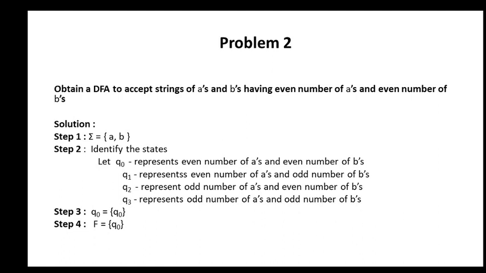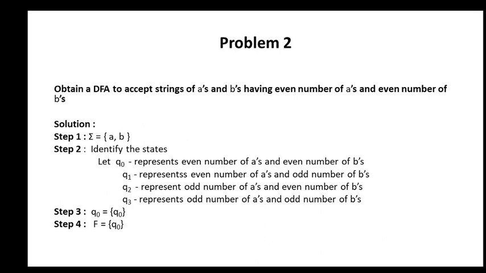For example, Q naught represents, for example, AB. Q1 represents AAB. Q2 represents ABB. Q3 represents, for example, an odd number of A's and an odd number of B's, like AB. These are not actual strings, just examples. So we identified the states.